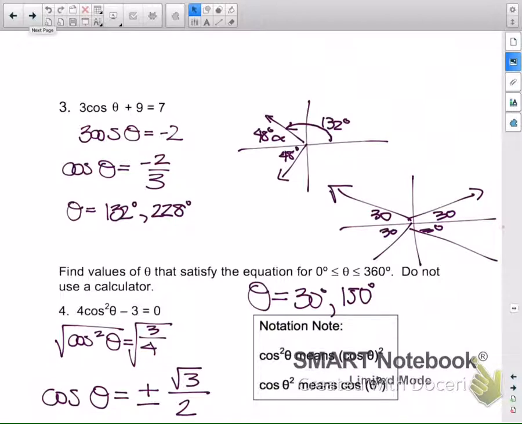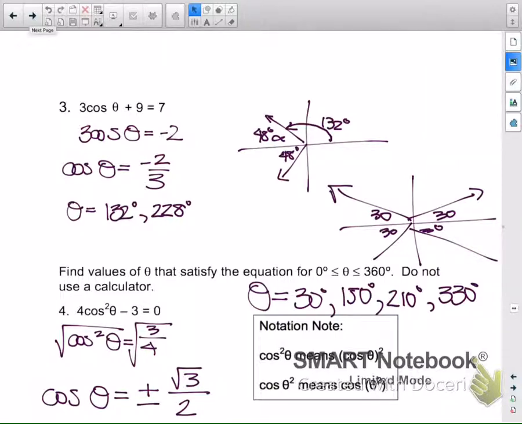150. Third quadrant, 30 degrees into the third quadrant is what? 210. And 30 degrees backwards into the fourth quadrant is what? 330. So this is really where we're headed for the rest of the chapter. Less of it is going to be calculator. More of it is going to be using your chart, unit circle stuff.